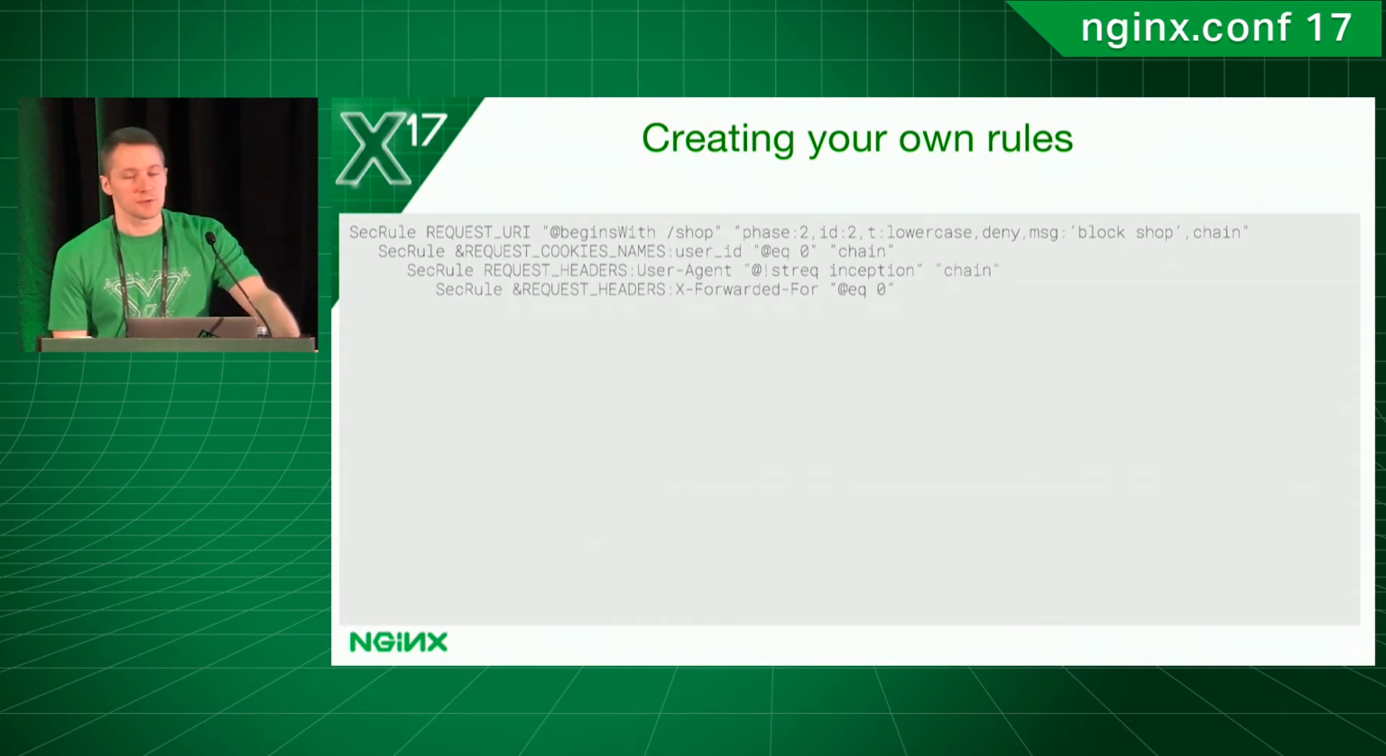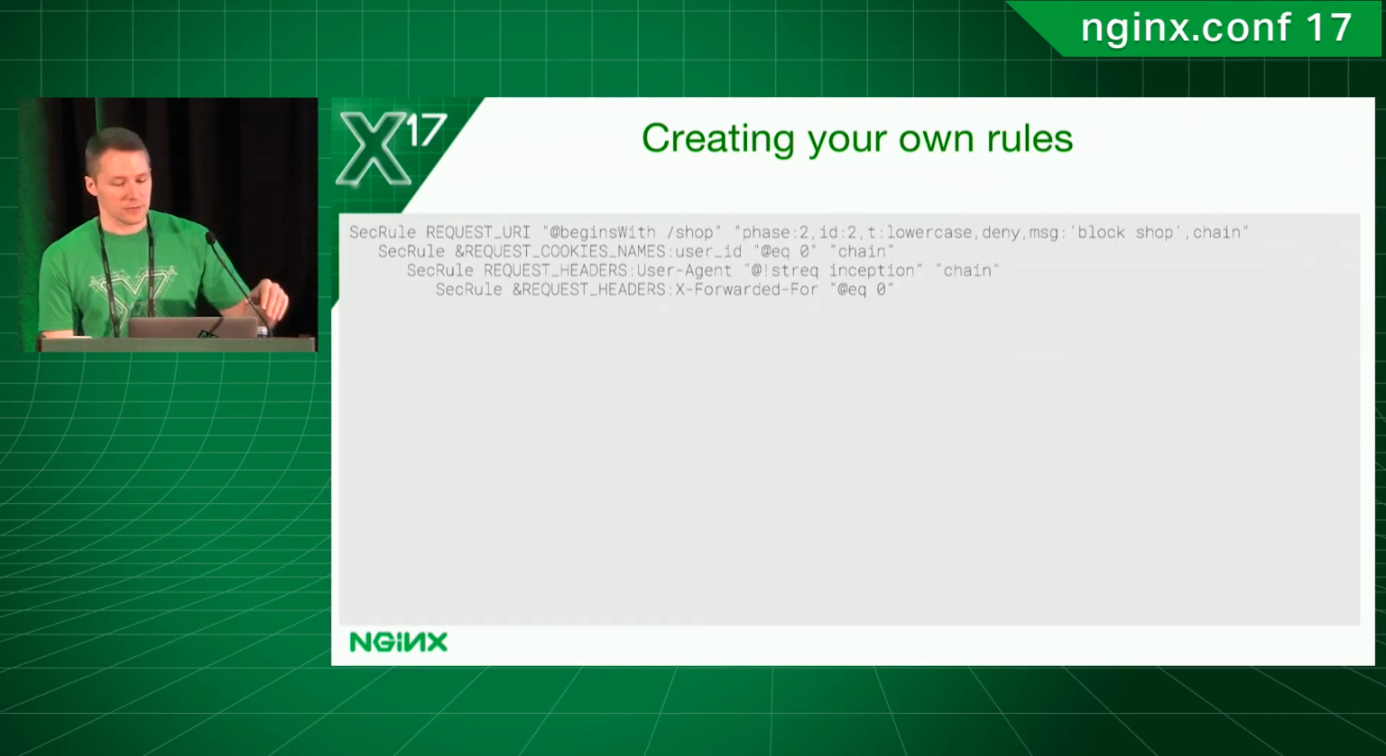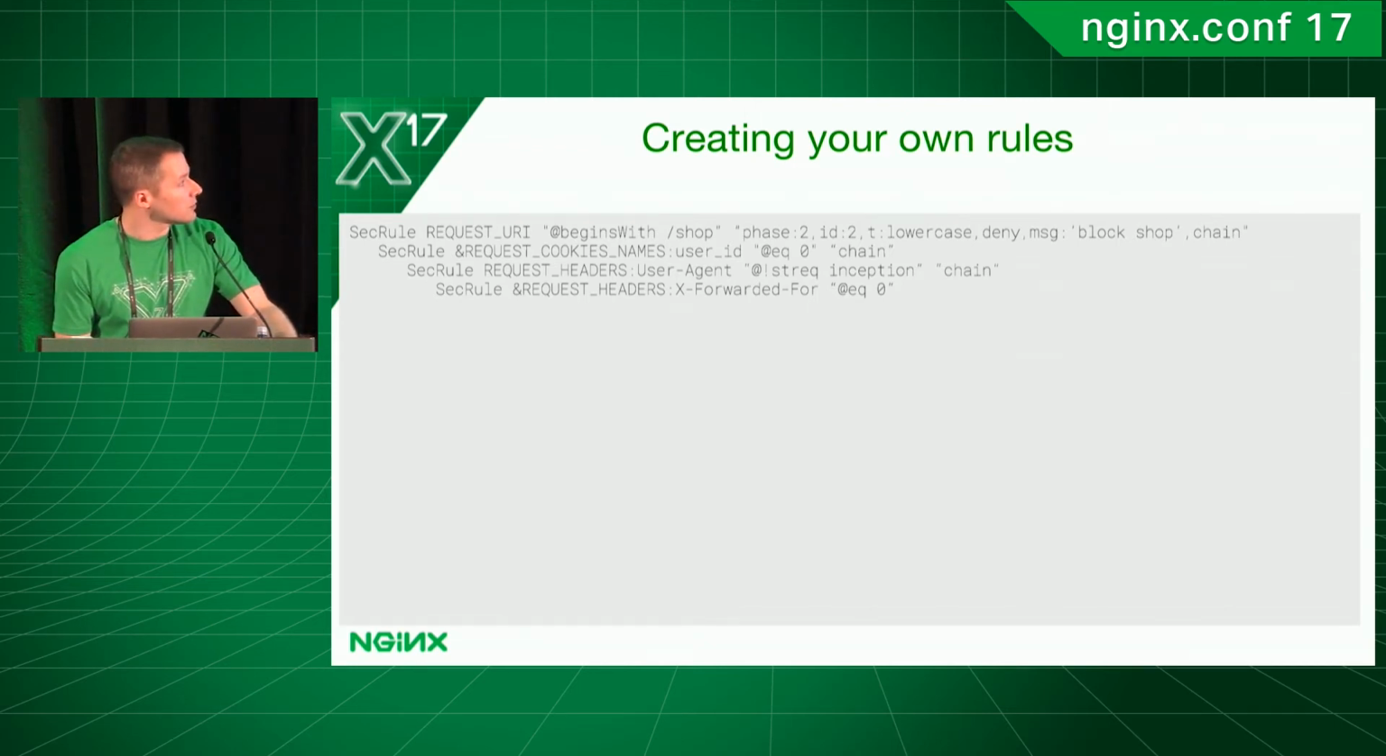And then we want to make sure that it's also coming through the proper proxies. So if we don't see the X-Forwarded-For, we're going to block them. So we can chain those rules together so they're all acting as one. So if one of those breaks, then we're going to block that traffic.